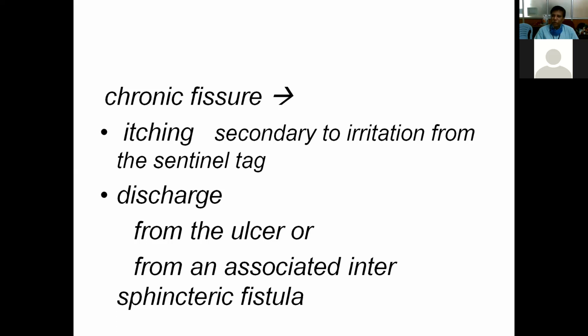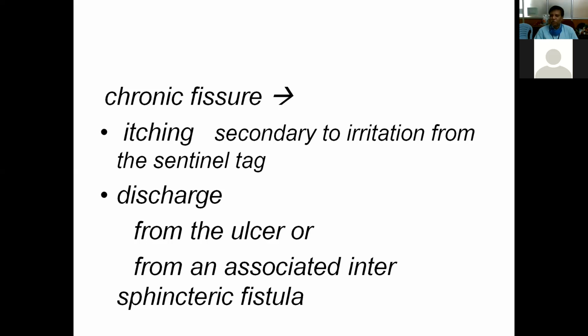And because of the sentinel tag, the perianal skin will not be dried automatically. So moistness of the perianal skin will be there that can irritate the skin and cause itching. So the additional symptom of perianal itching will develop in people with chronic fissures. A discharge can happen either from the ulcer or from an associated intersphincteric fistula.